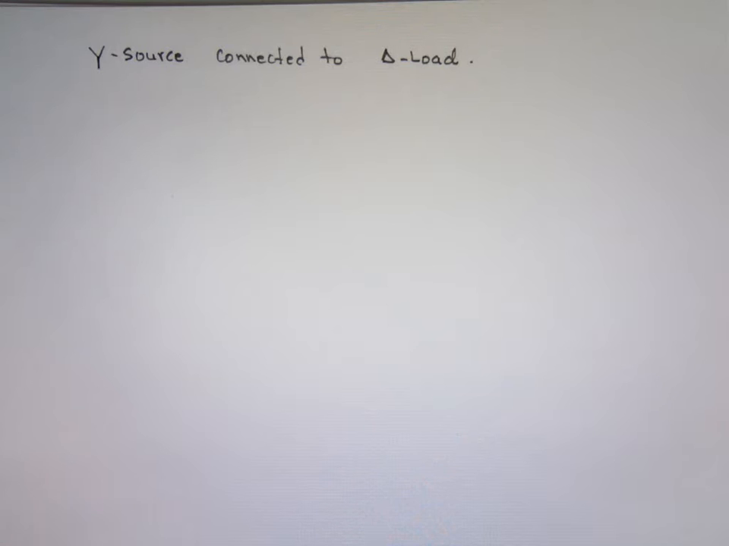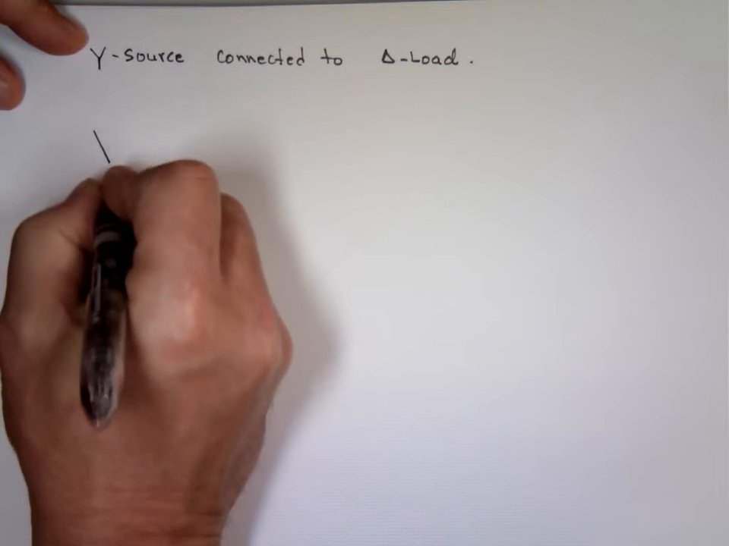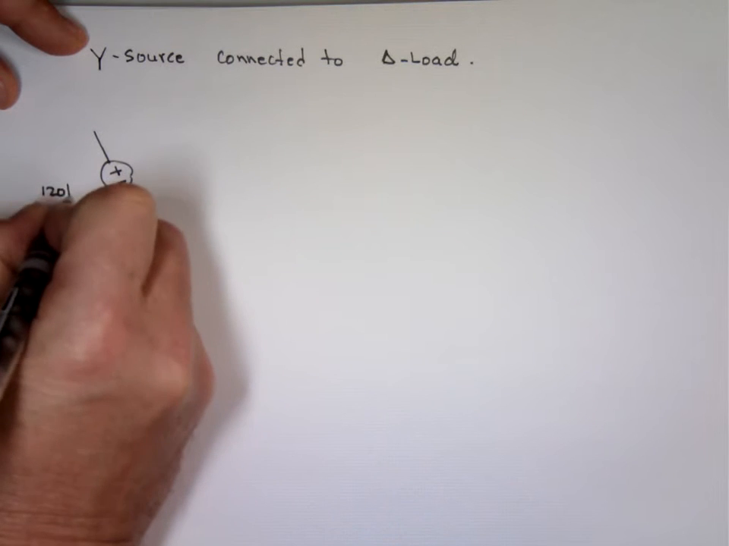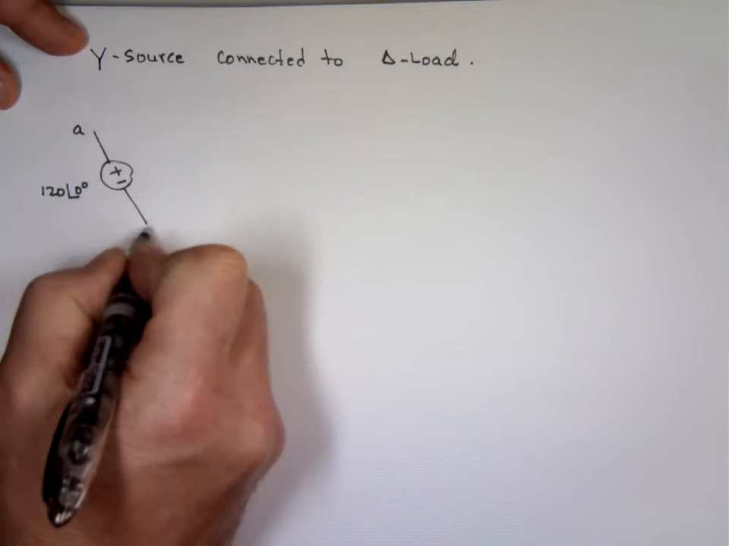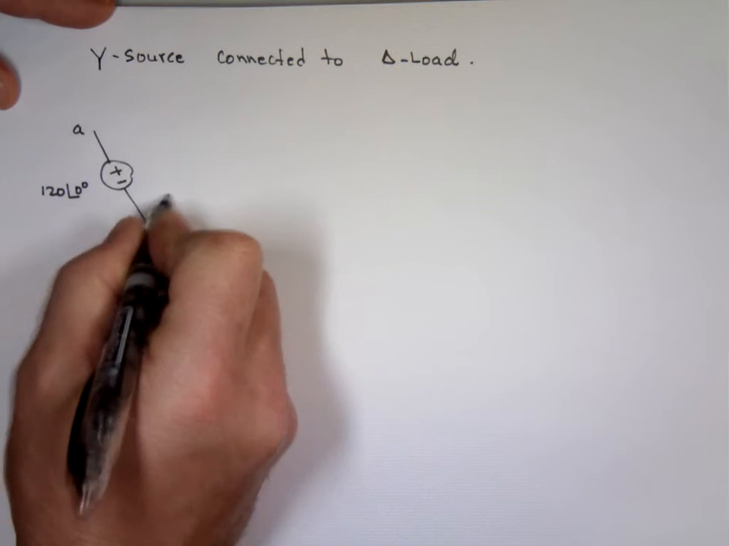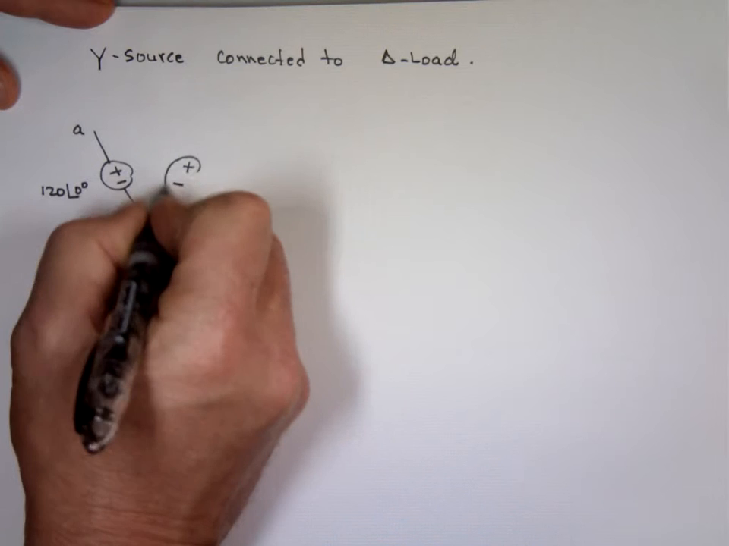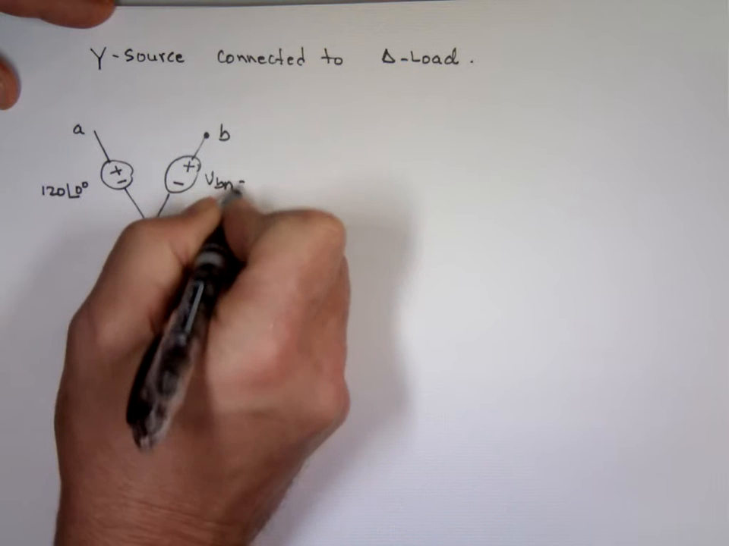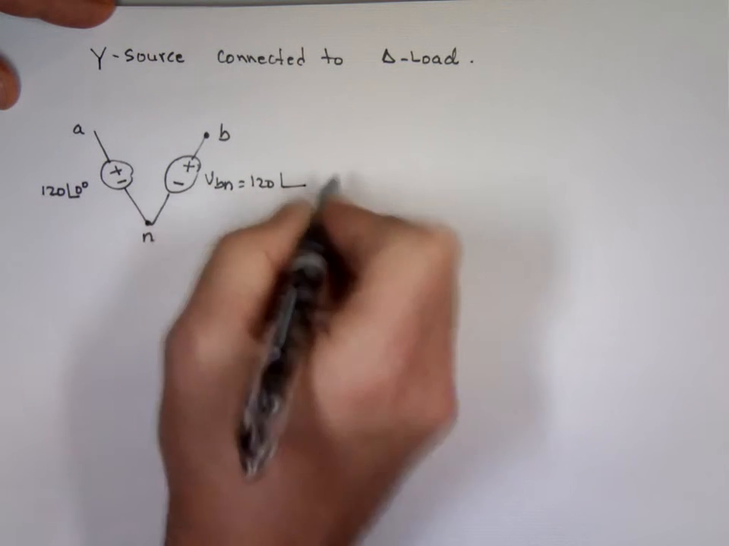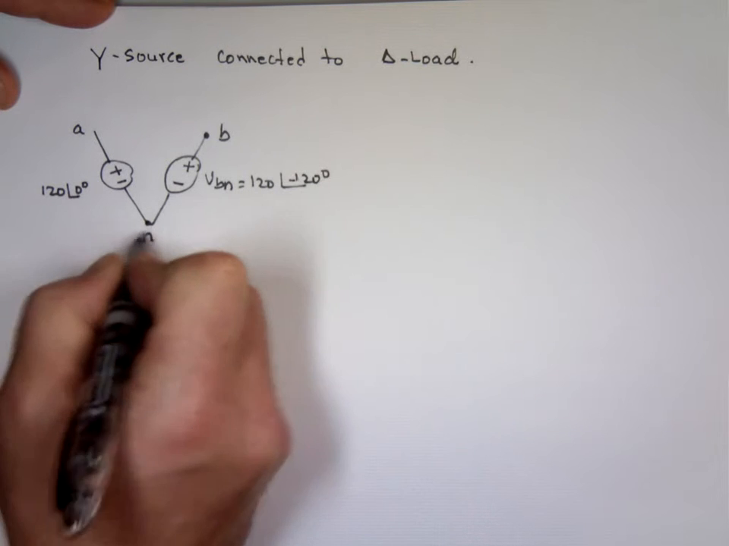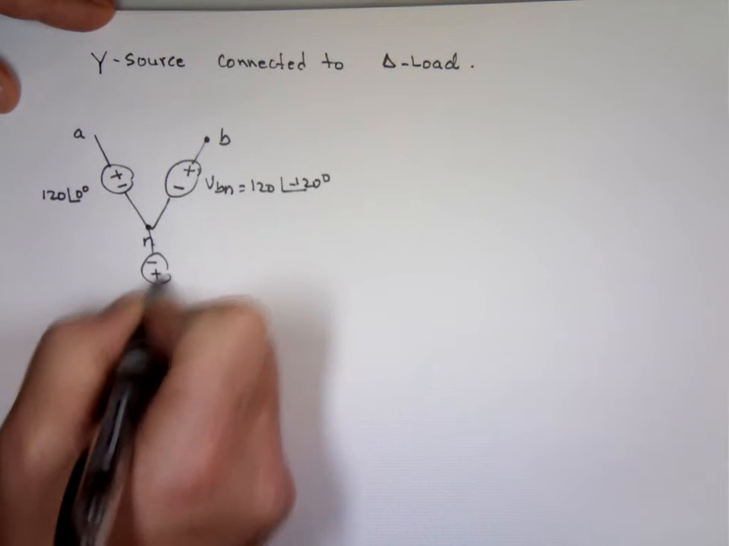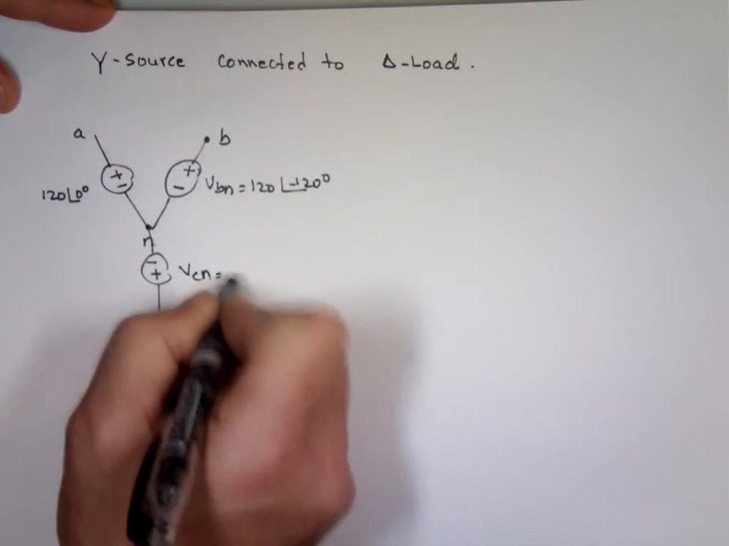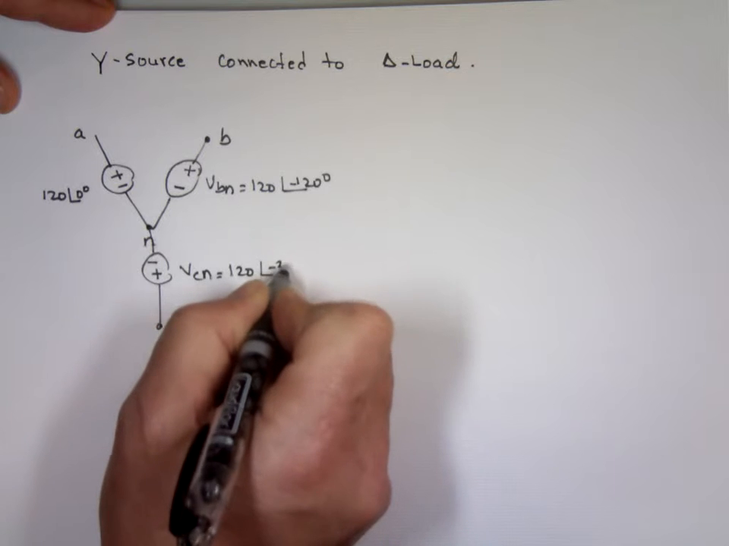So let's take an example. Let's say we have a Y source, and I'll give you some numbers for it. I'm just making this up. I have no idea. This is 120 angle 0. This is A, N. This is B, so VBN will be 120, we'll say it's a positive sequence, that's negative 120. And this is C. And this is VCN, which is 120 negative 240.